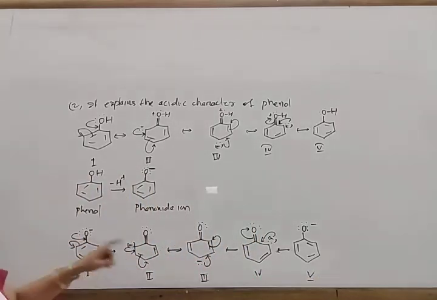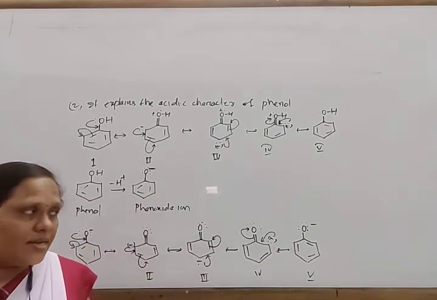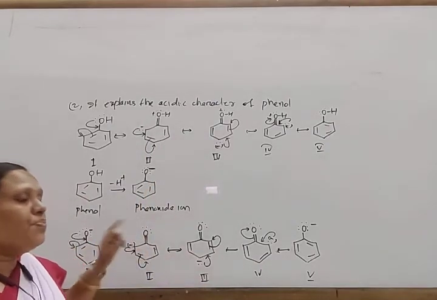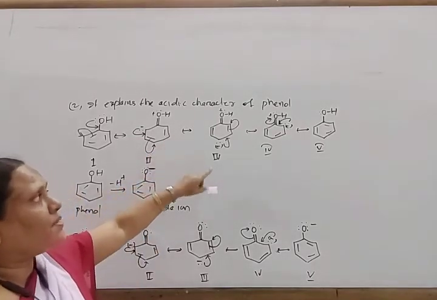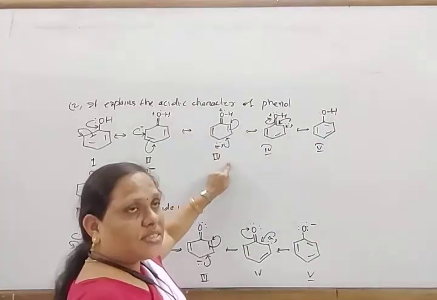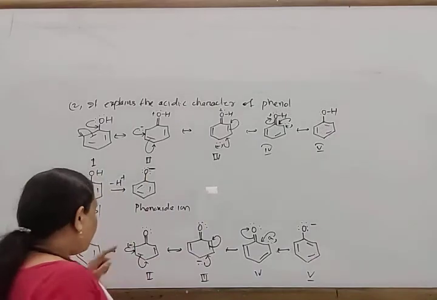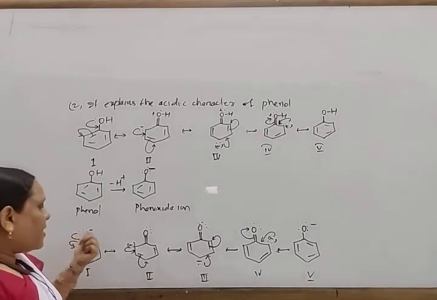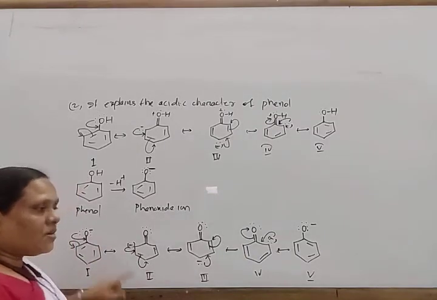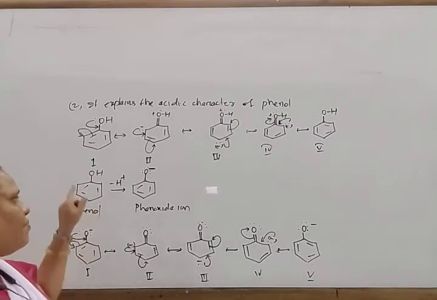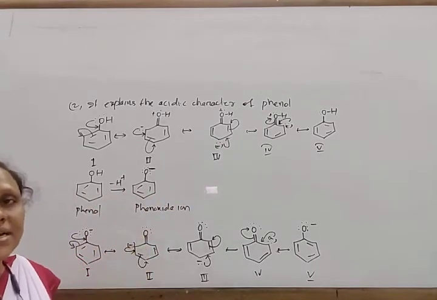Among the 5 structures, both phenol and phenoxide ion are resonance stabilized, both have resonance structures, but phenoxide ion is more stable than phenol because phenol has charge separation, plus and minus charge, and the positive charge is on the oxygen atom. In phenoxide, the negative charge is on the electronegative atom, and there is no charge separation. So phenoxide ion is more stable. Hence phenol, by giving H plus ion, forms phenoxide ion, and acts as an acid.